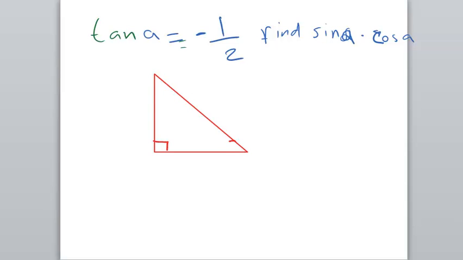So let's make this angle A. What is tangent? Tangent was equal to opposite over adjacent. In this case, opposite is this side, so it is -1 in here, and adjacent is this side, which is 2.